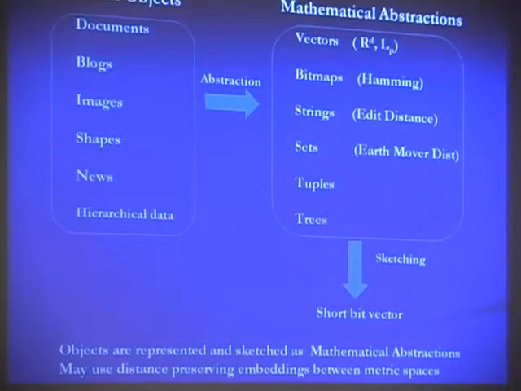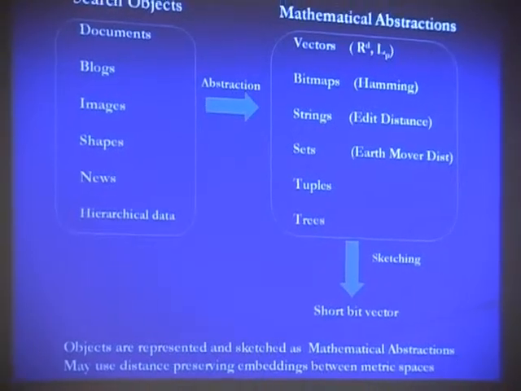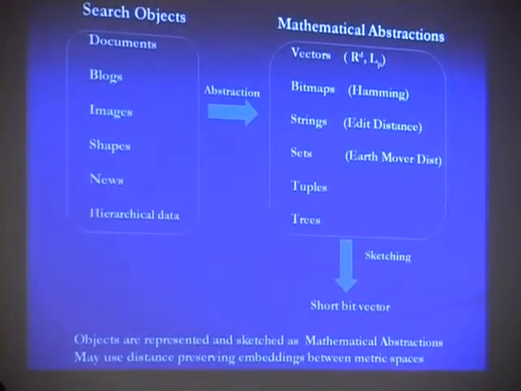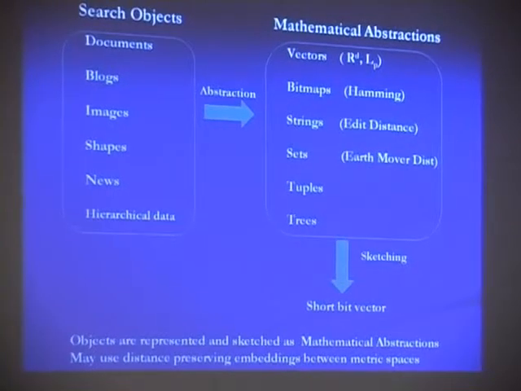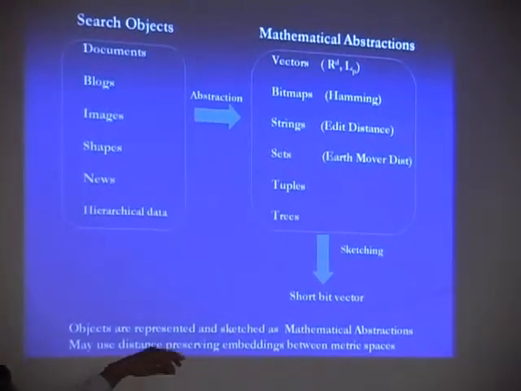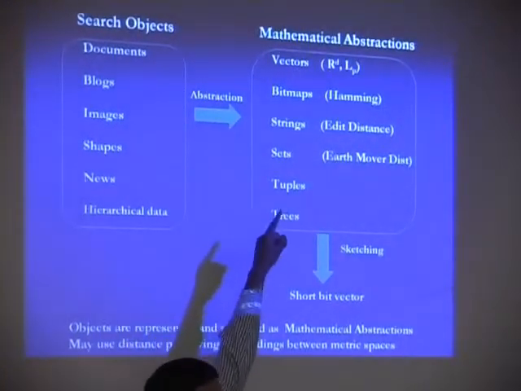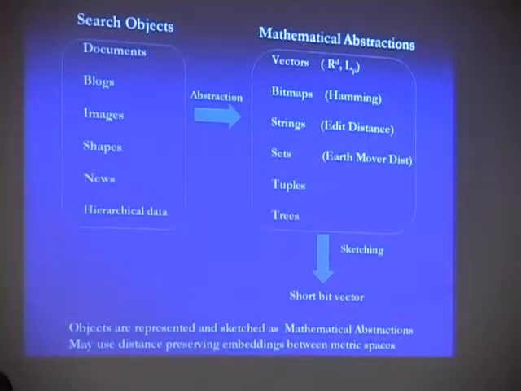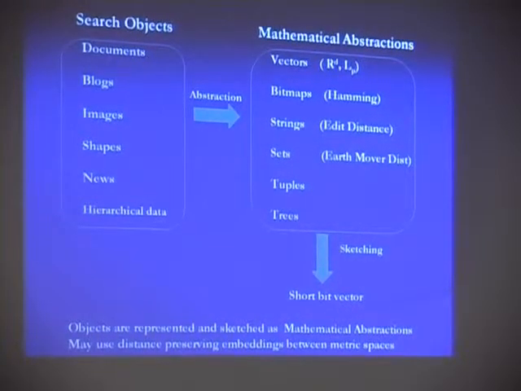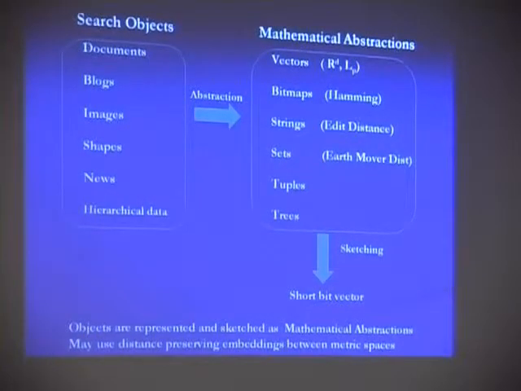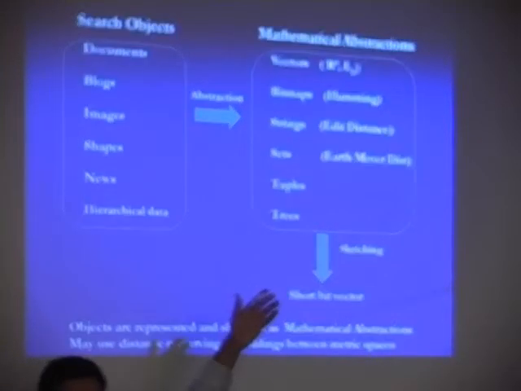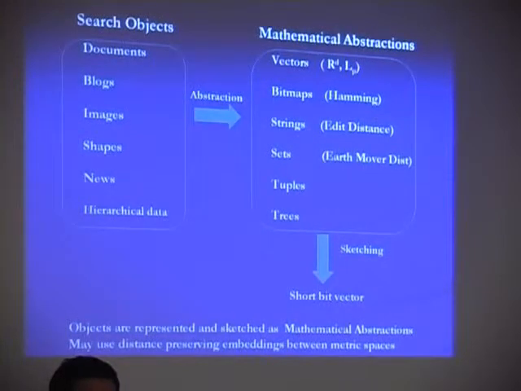Now, a point in a high-dimensional space is only one of the mathematical abstractions that can be used to represent search objects, but there are many others. If you take a vector, you can either take the Euclidean distance, or you can take other distances. For example, you can take the L1 norm or an Lp norm for different values of p. And depending on which norm you take, you will get a different notion of what is similar and what is dissimilar, a slightly different notion. So you have to be careful in picking your norm.